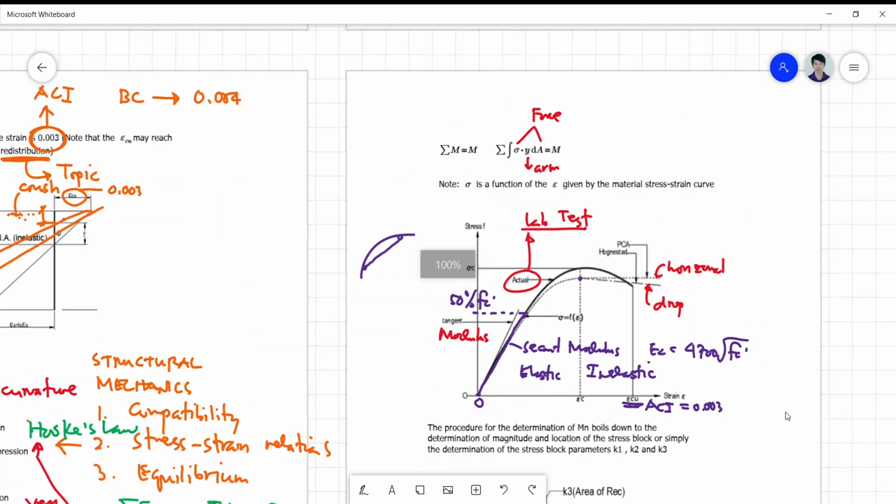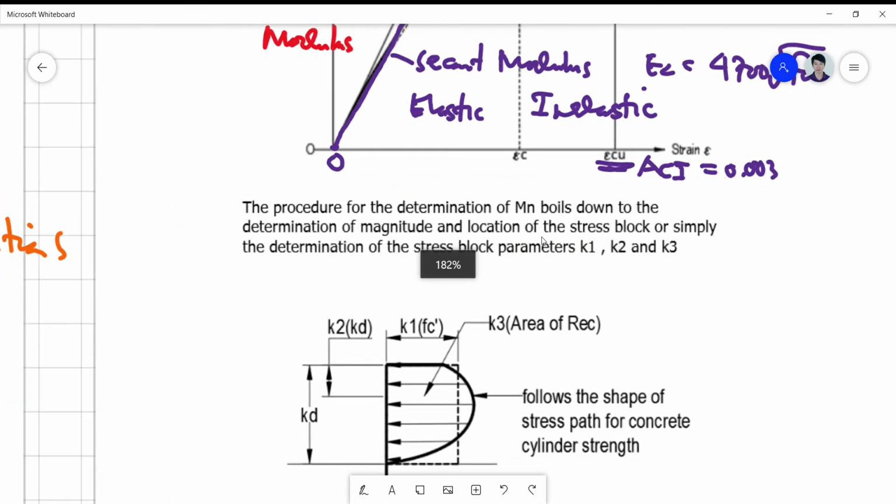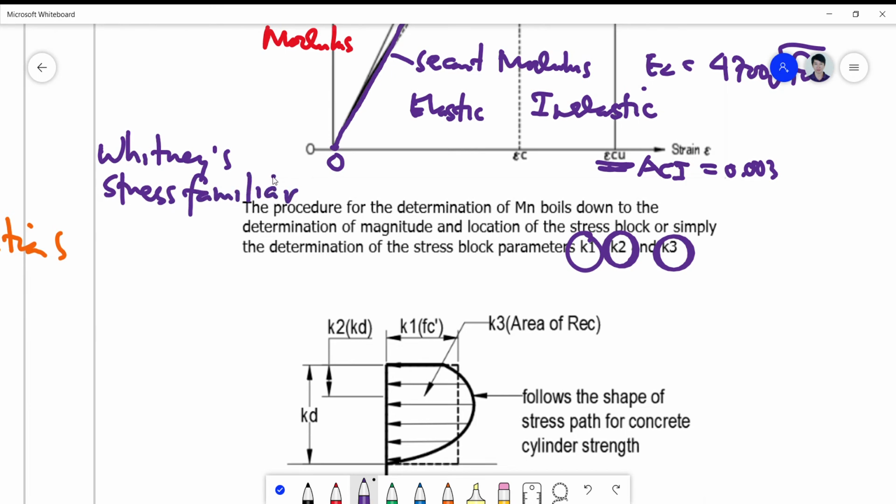Okay, so the procedure for the determination of Mn simply boils down to the determination of the magnitude and the location of the stress block, or simply the determination of what you call the stress block parameters K1, K2, and K3. I don't know if this is the first time you heard this stress block parameter, because we are more concerned with Whitney's stress block. We are more familiar with this, the one taught to us when we were in college.